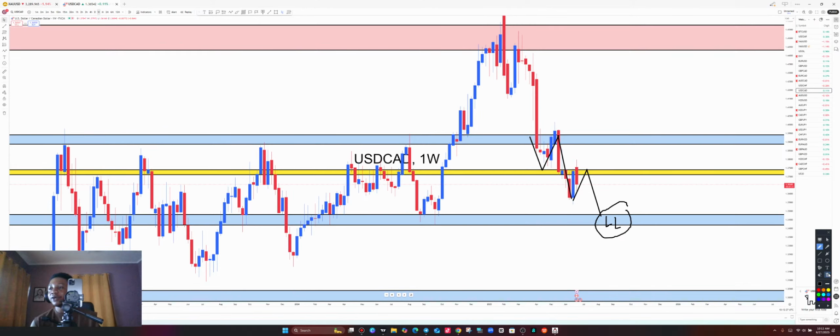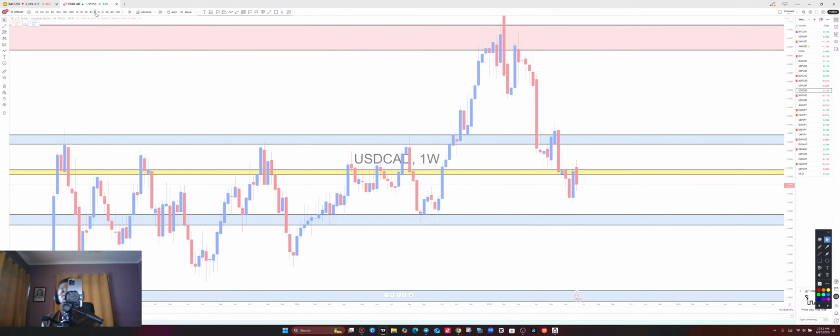So for right now, we're looking for selling opportunities at the lower high here of this weekly to sell all the way down to the next monthly support level. All right, let's take it again to the daily time frame and add more meaning to this analysis on USD CAD.